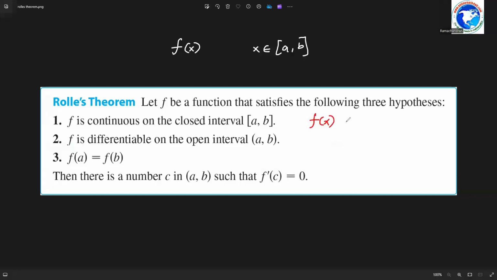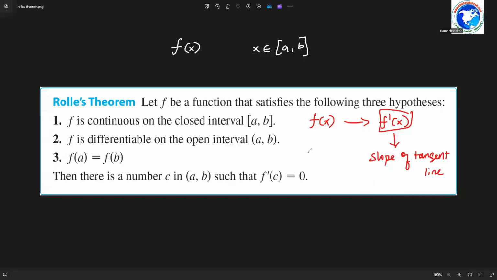If I find the first derivative of this function, then I'll be getting f prime of x. So what does this f prime of x represent? This is the slope of the tangent line to the graph of f of x. F prime of x represents the slope of the tangent line.